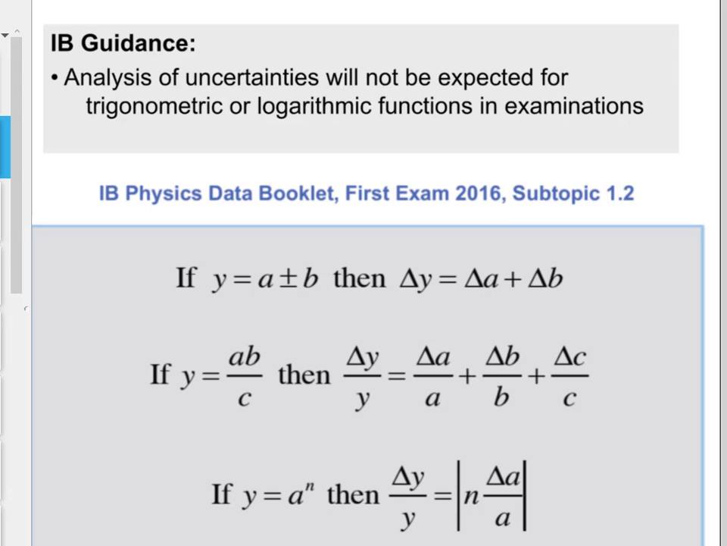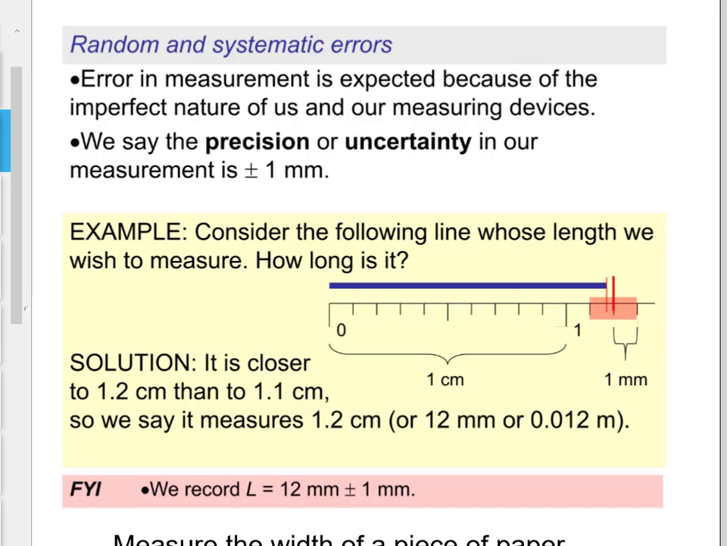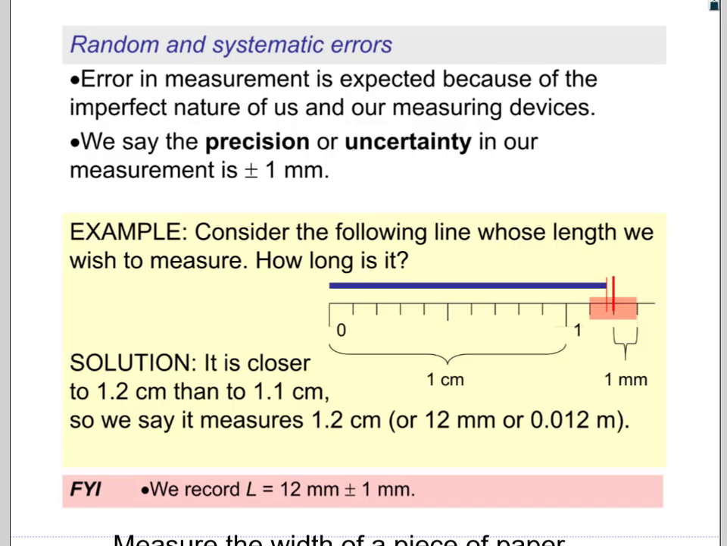Okay, so this big scary formula is here. These are listed in the IB handbook. You do not have to have them memorized, but they're also posted around the room. And our goal today is that we will understand what all of these mean and how to use them by the end of this lesson.